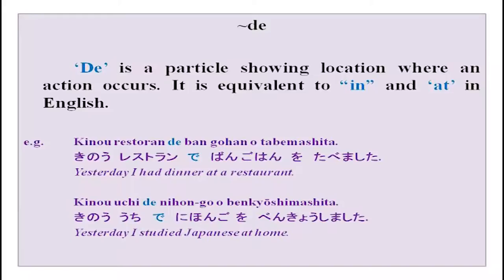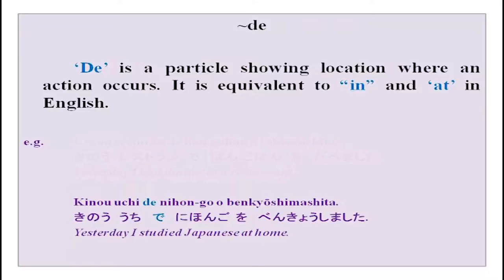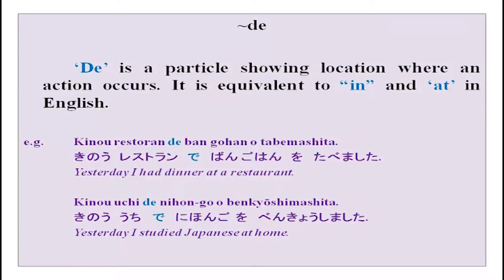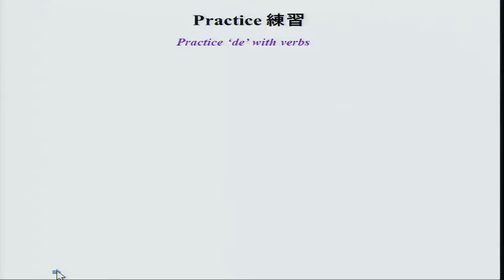De is a particle showing location where an action occurs. Kino restaurant de ban gohan o tabemashita. Kino uchi de nihongo o benkyo shimashita. So, that is how you would practice particle de and make sentences. So, we have some verbs for you. Let us see how we will use them.